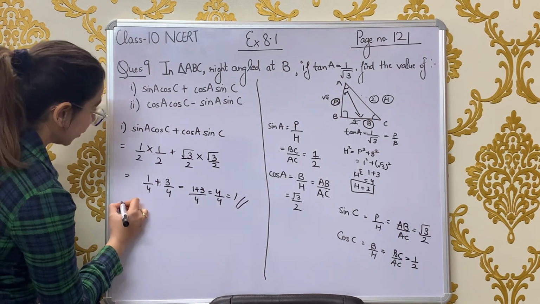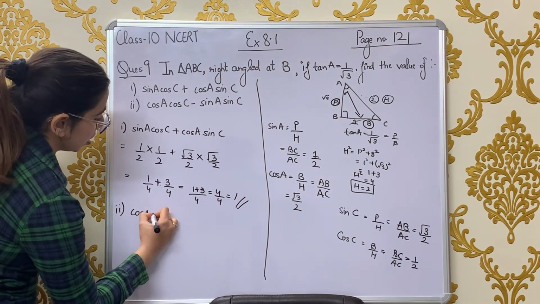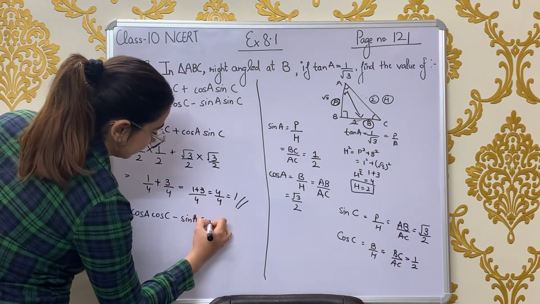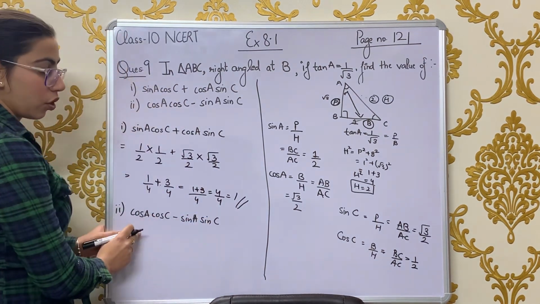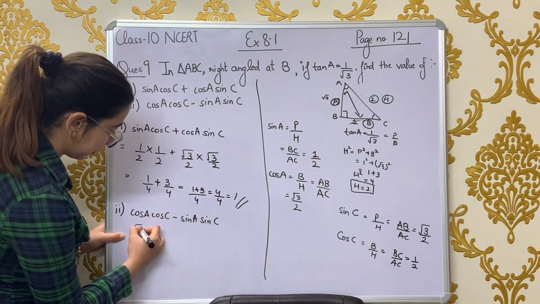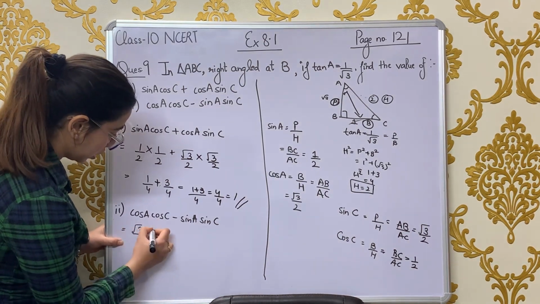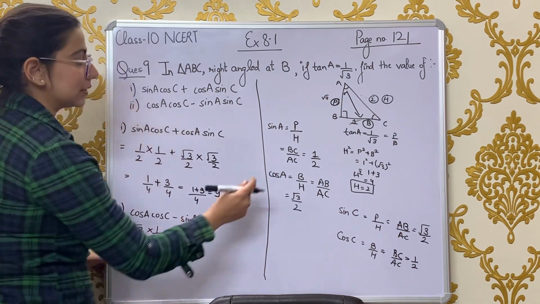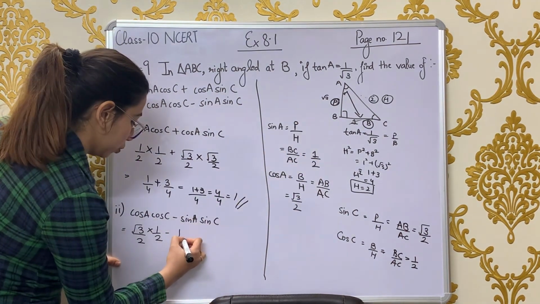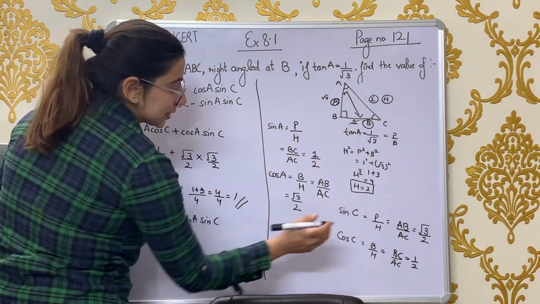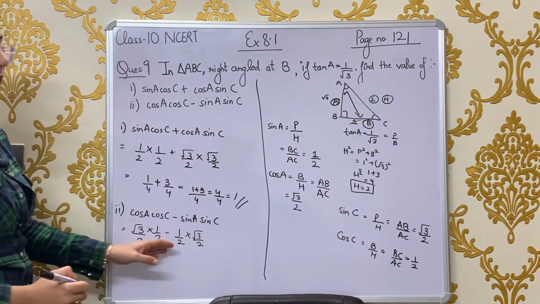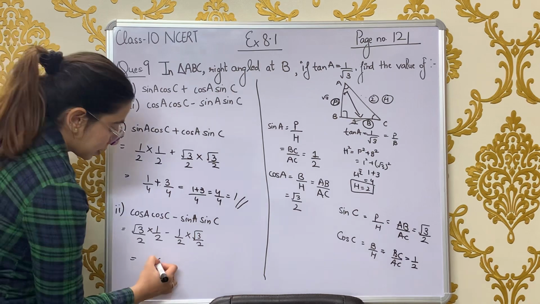Moving on to the second part, we have cos A cos C minus sin A sin C. Cos A is root 3 by 2 and cos C is 1 by 2, minus sin A is 1 by 2 and sin C is root 3 by 2. Both the terms are equal with opposite signs, so the answer comes to be 0.